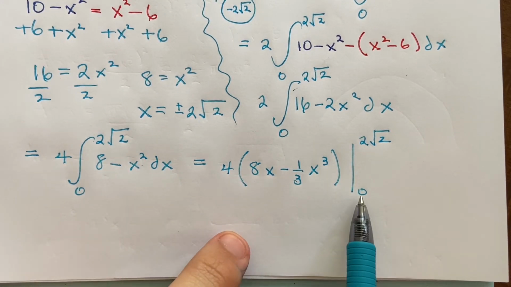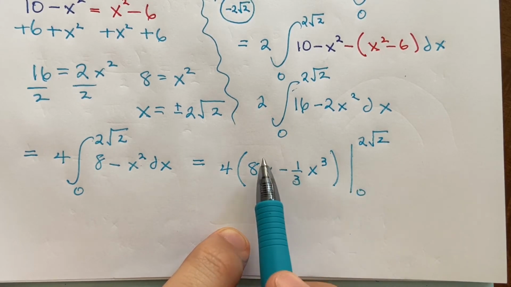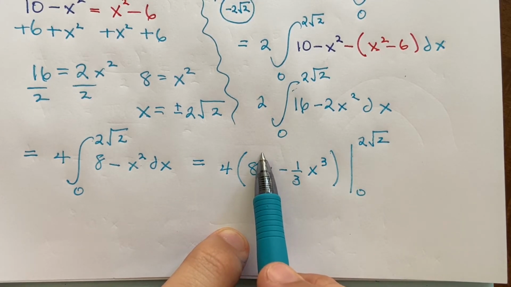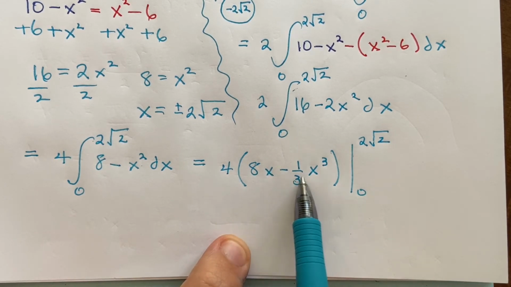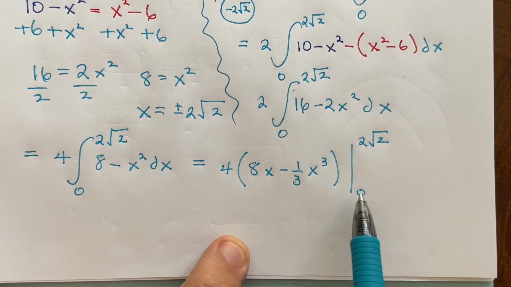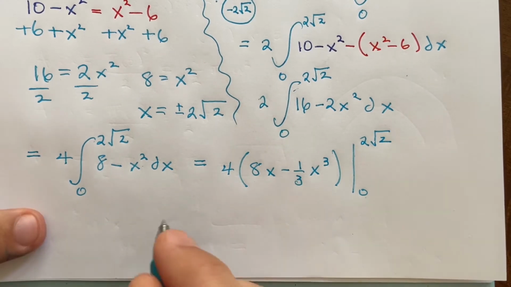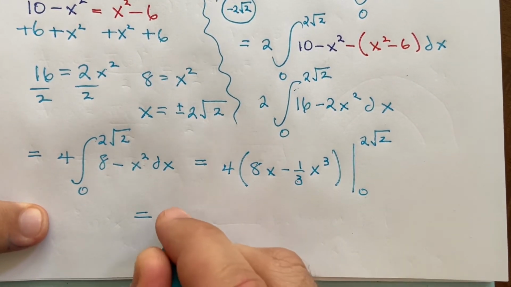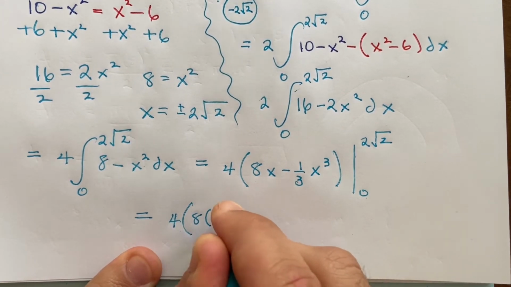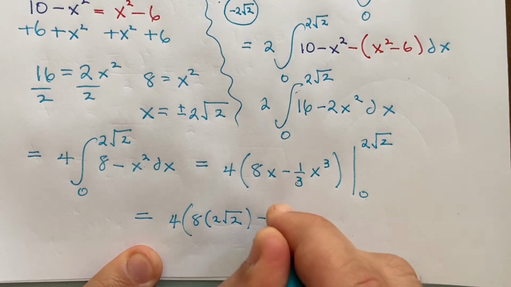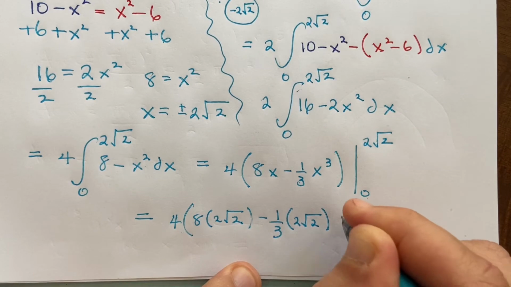Keep an eye out for this. Since I have a 0 and everything is a multiple of x, remember if I had 8 raised to the x, it wouldn't zero out. That would be a 1. But since everybody is a multiple of 0, then that bottom limit just vanishes, right? Nothing will be produced there. So this amounts to finding 4 times 8 times 2 root 2 minus 1/3 times 2 root 2 cubed.